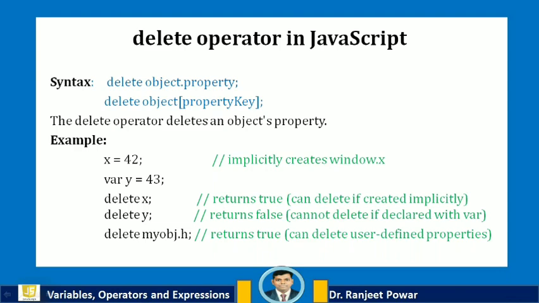The delete operator deletes an object's property, where object is the name of an object, property is an existing property, and property key is a string or a symbol referencing an existing property. If the delete operator succeeds, it removes the property from the object. Trying to access it afterwards will yield undefined. The delete operator returns true if the operation is possible. It returns false if the operation is not possible.